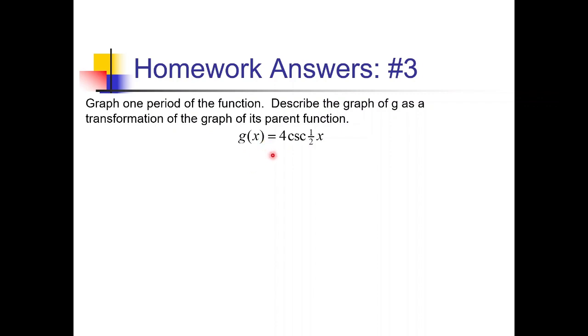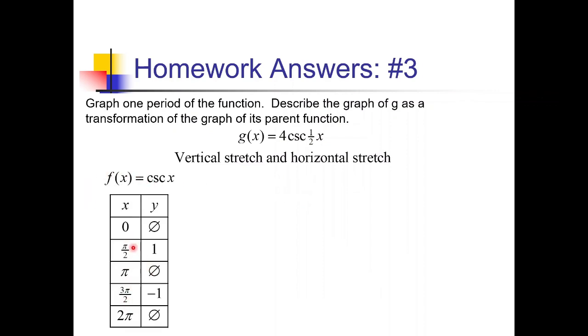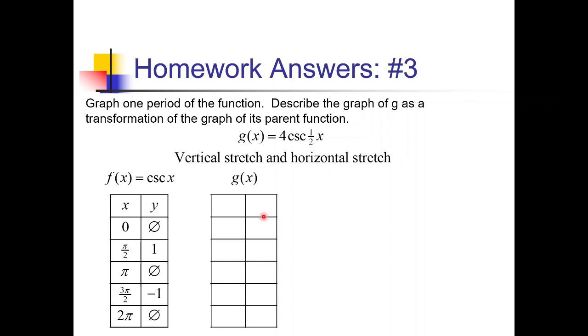Let's go ahead now and graph 4 cosecant of 1/2 x. For transformations, the 4 out here is giving us a vertical stretch. The 1/2 inside is also giving us a stretch, but horizontally. And now for the parent table, we're going from 0 to 2 pi with all the points in between there. And then for the g of x function, we've got a couple things going on.